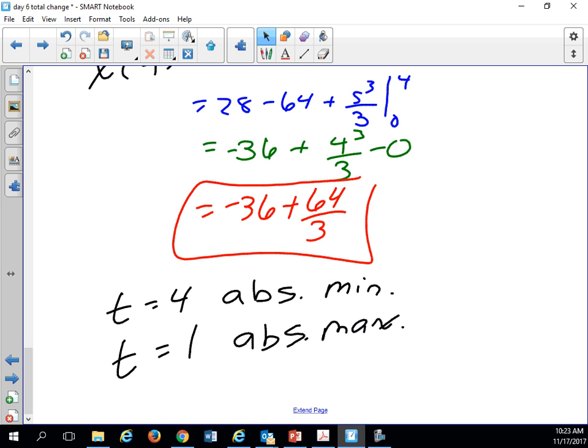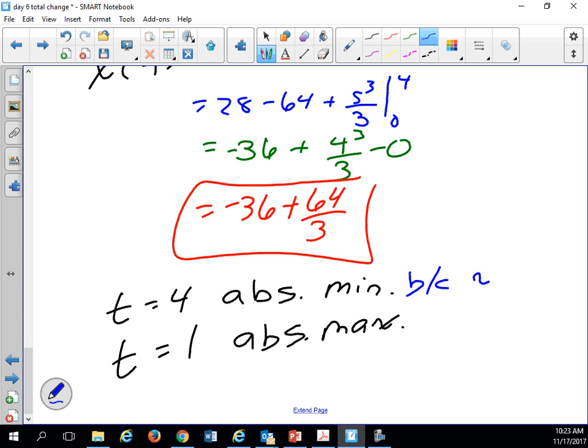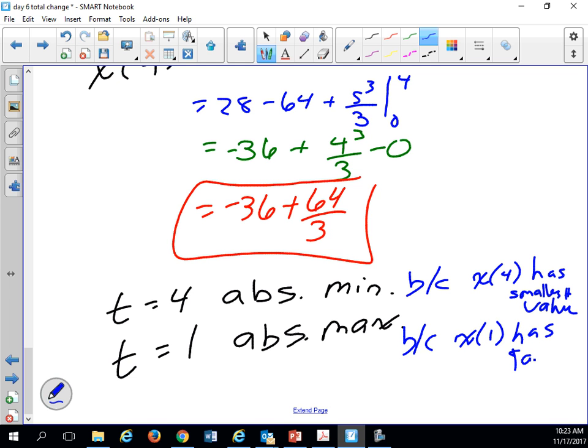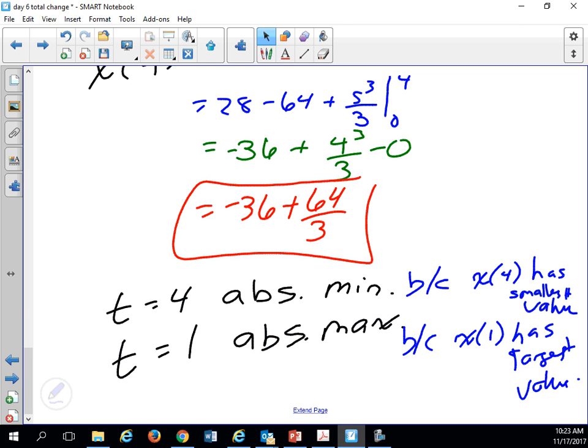So you don't have to state it at length. I would say because x of 4 is the smallest value, and the work shows it up there, and because x of 1 has the largest value. And again, your work shown will show that.